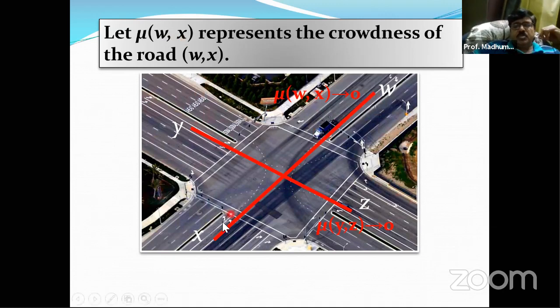So for this road, the mu of WX tends to 0. That means it is crowdless. So we can say that mu of WX tends to 0, or it may be 0. Similarly, the degree of crowdedness of the road YZ is 0. That means mu of YZ tends to 0. So in this situation, this crossing is not a serious crossing. There is a crossing, but it is not serious. That means no traffic signaling system is required for this kind of junction of roads.